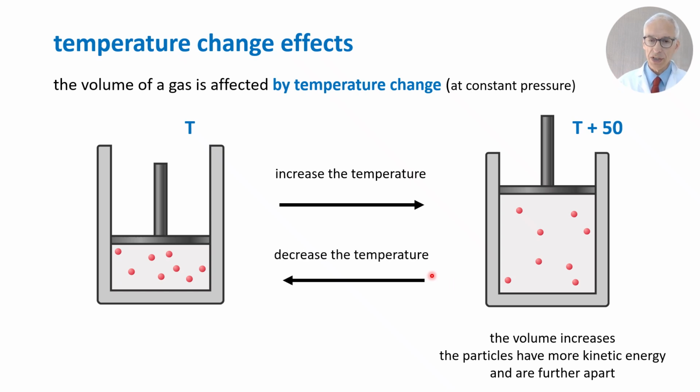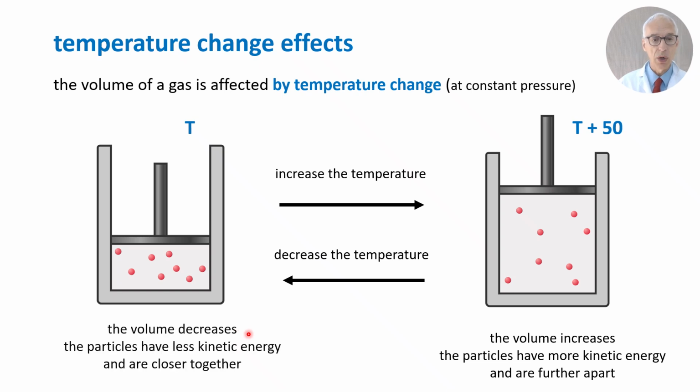Same process as the previous slide. If we start with the right-hand side, decrease the temperature from T plus 50 to T, could you come up with some statements that describe the change? Stop the lesson, write down your ideas, come back when you are ready to check. Okay, so obviously, first thing, as a decrease in temperature, the volume decreases. That's because the particles have less kinetic energy and are closer together.